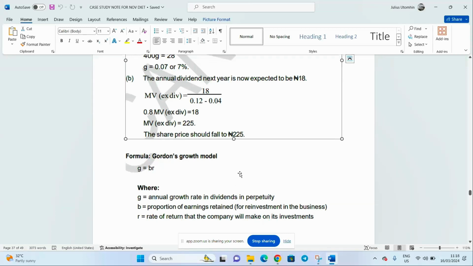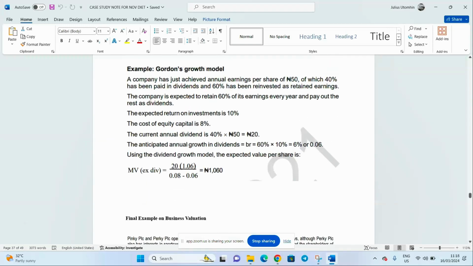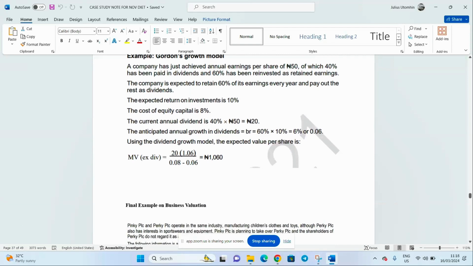Now, another method is called the Gordon growth method. Growth G is equal to BR. R is the rate of return, and B is the proportion of earnings retained. That's retained earnings times rate of return. We give you the growth rate. You understand? That's the Gordon growth model. So this is the example here.